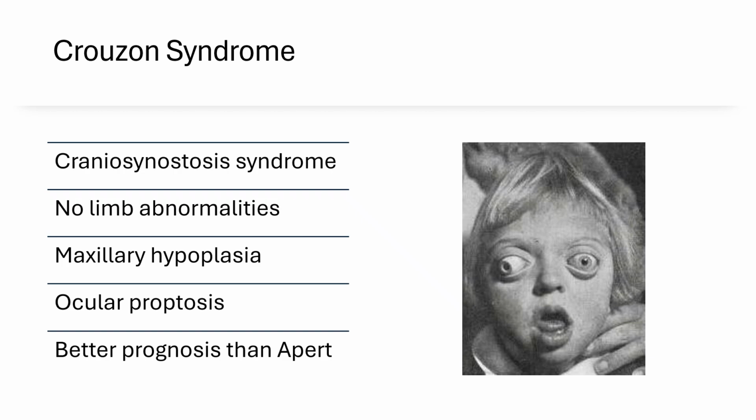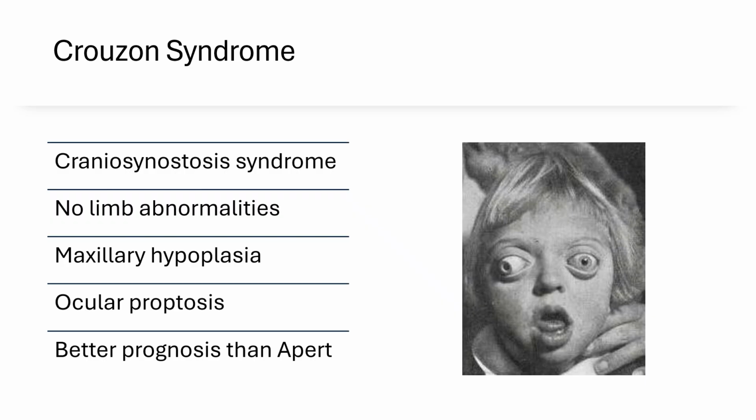This underdevelopment can affect breathing, eating, and dental development. But these problems are generally more manageable than the complex limb abnormalities seen in Apert syndrome. The ocular proptosis, where the eyes appear to bulge forward, develops because the same bone abnormalities that affect the skull also create shallow eye sockets.